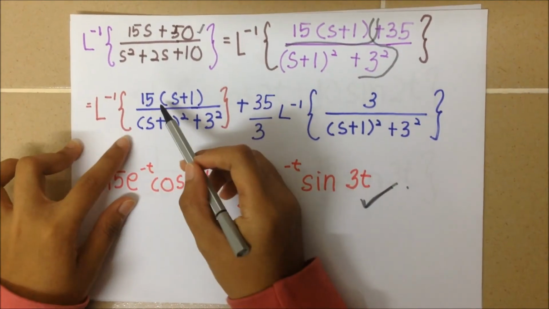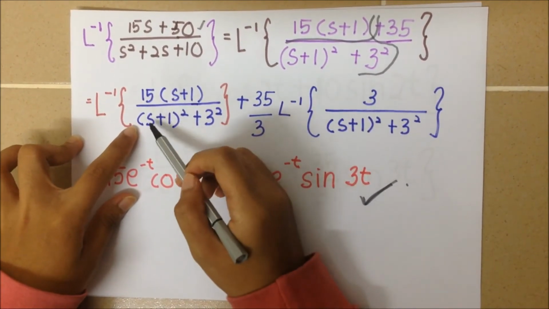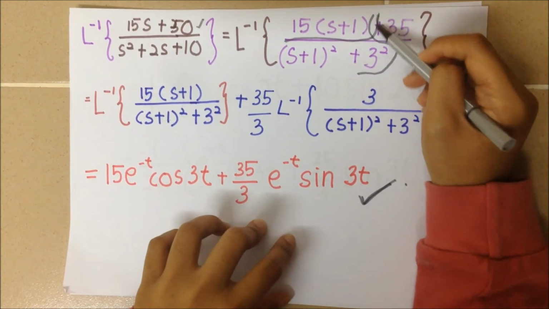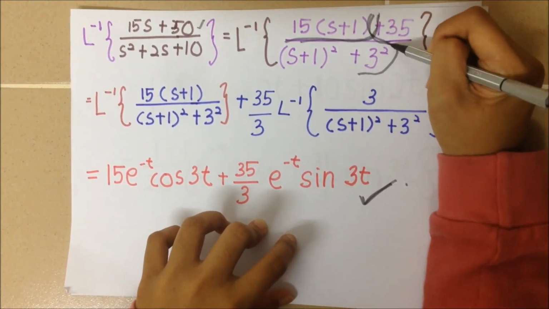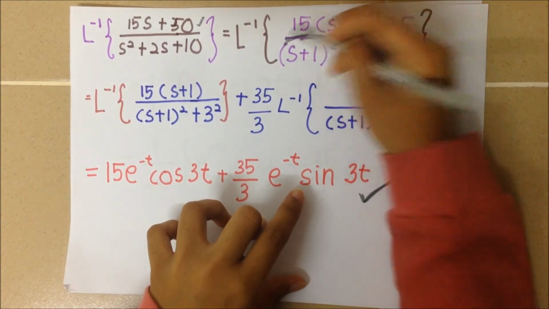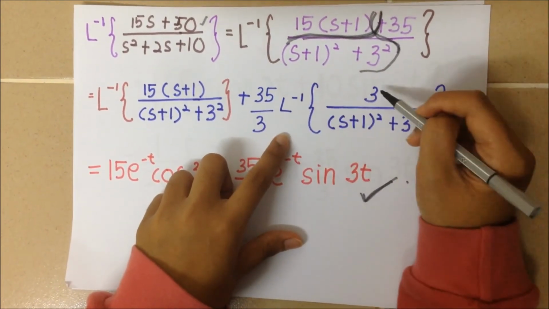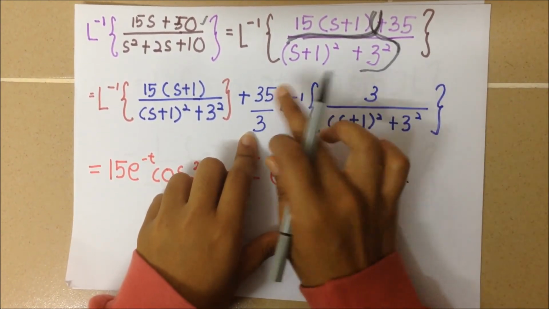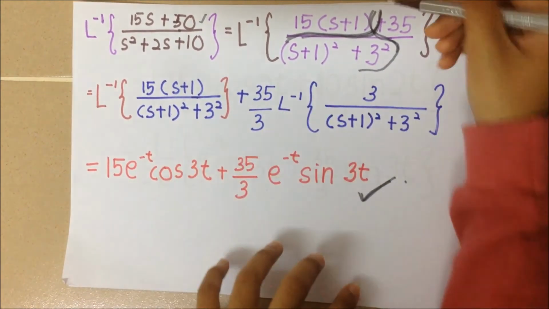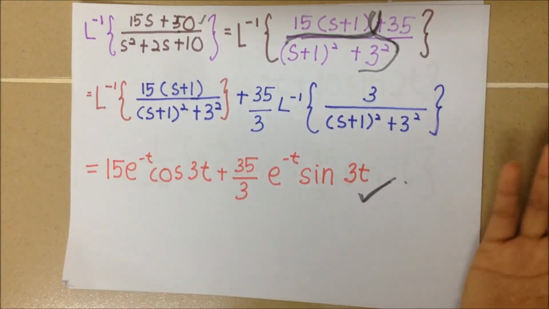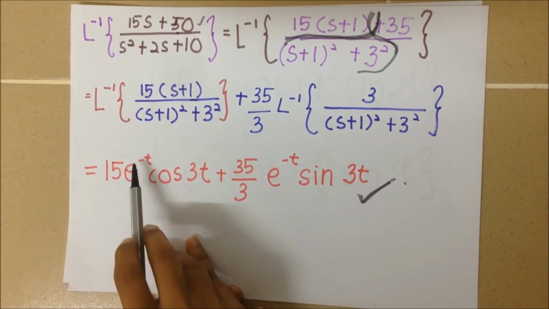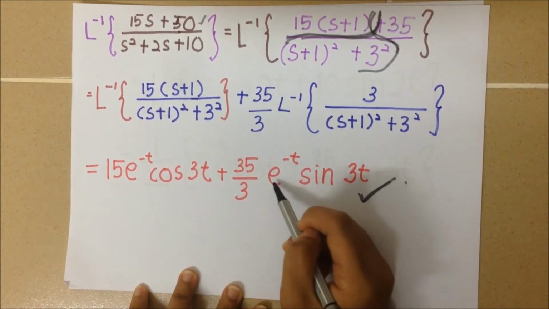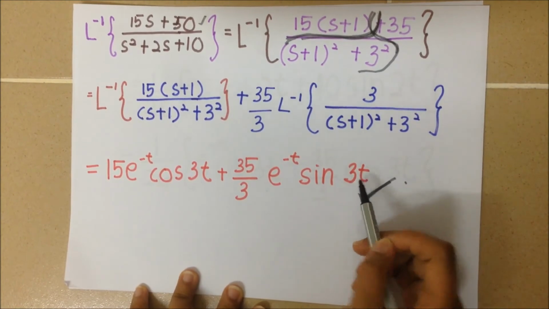Kita inverse lapaskan 15S tambah 1 perdekan dengan S tambah 1 squared tambah dengan 3 squared. Untuk yang ni. Dan untuk yang ni pula, 35 per 3 inverse Laplace 3 per S tambah 1 squared tambah dengan 3 squared. 3 ni kita still boleh potong dan kita boleh masukkan 35 sama je dengan yang atas ni. Lepas tu bila kita refer table, kita akan dapat 15 eksponen negatif T cos 3T tambah dengan 35 per 3 eksponen negatif T sin 3T.